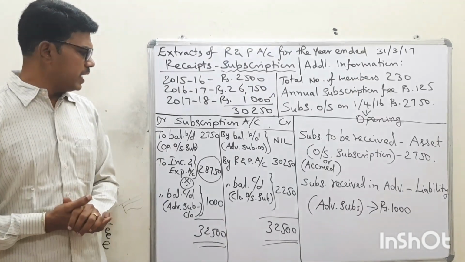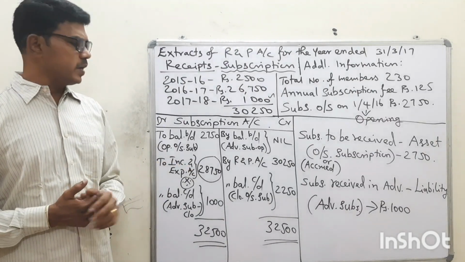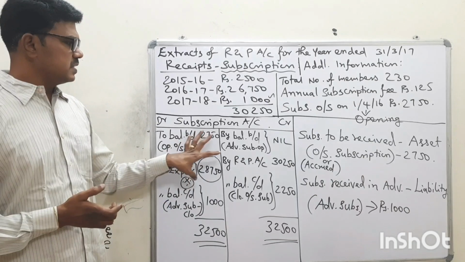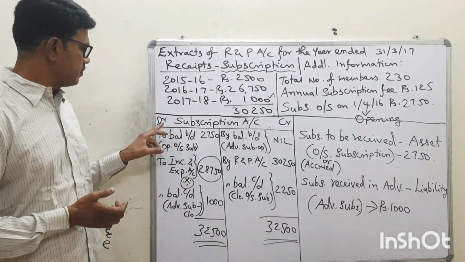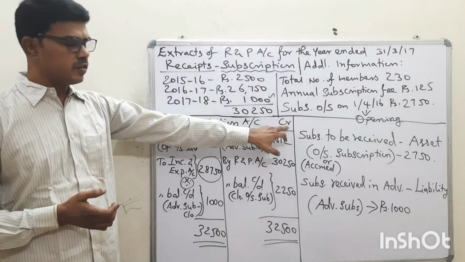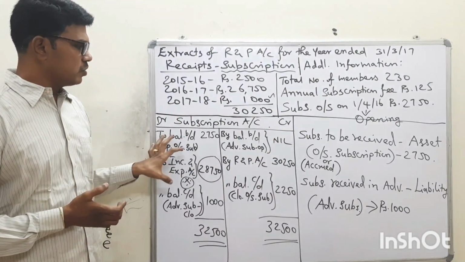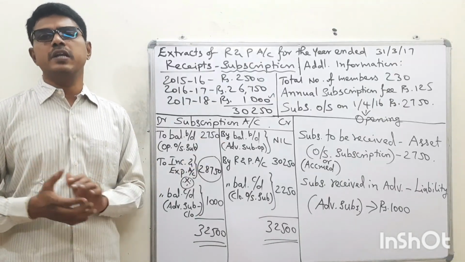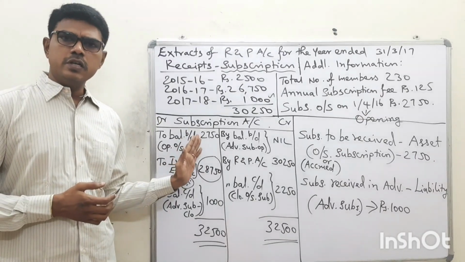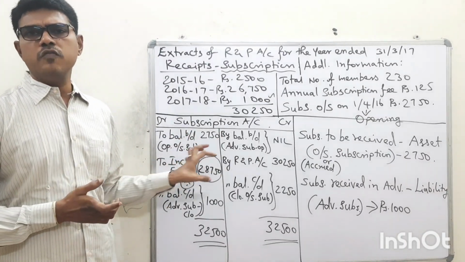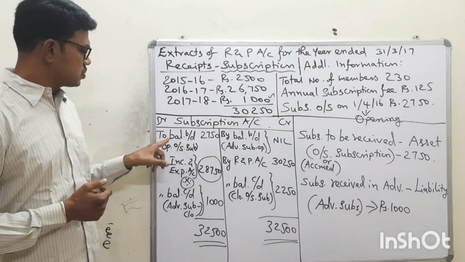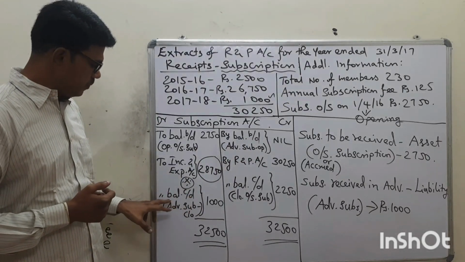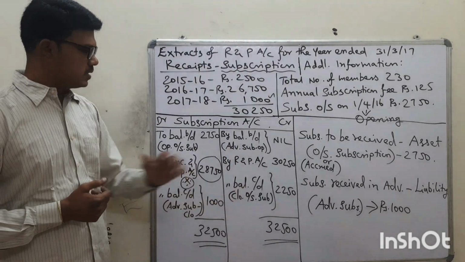Now we are going to calculate the income from subscription by preparing the subscription ledger account. Since this is a ledger account, in the left top corner we should write debit, and in the right top corner we should write credit. And we have to fill the values from the problem. If you follow this method, you will not commit any mistakes, because we are going to use only the debit credit rule to fill the values. Opening balance: to balance brought down, by balance brought down. At the bottom or closing: to balance carry down, by balance carry down.